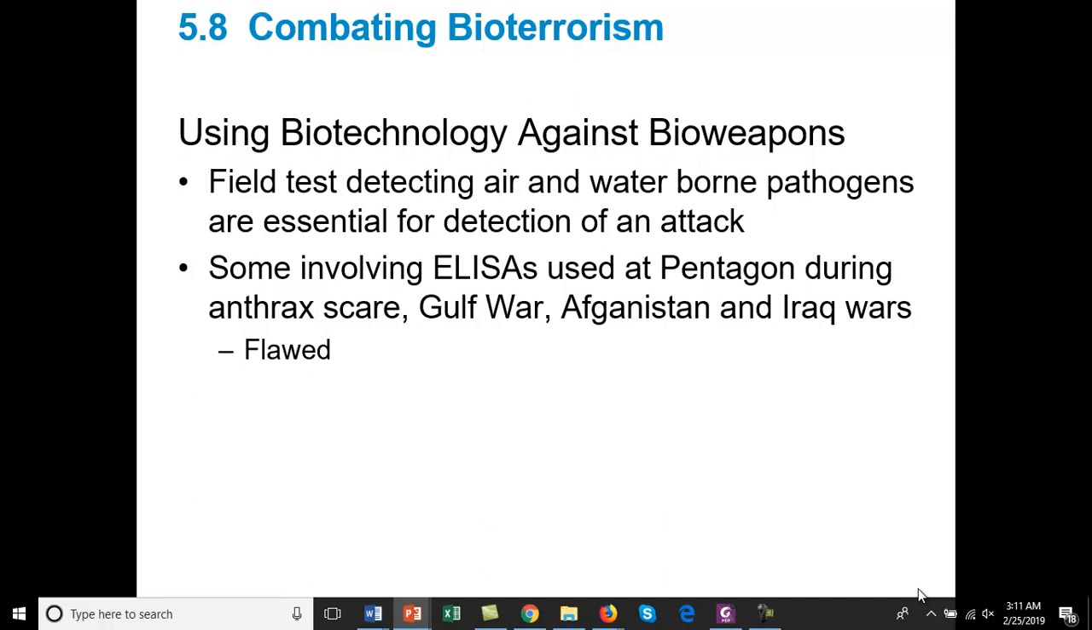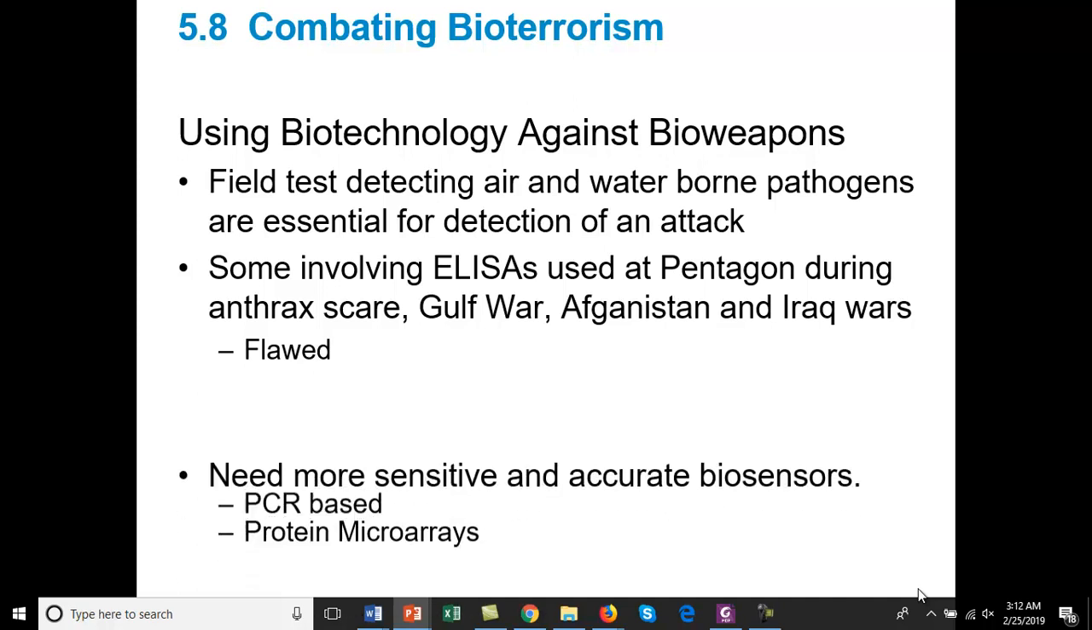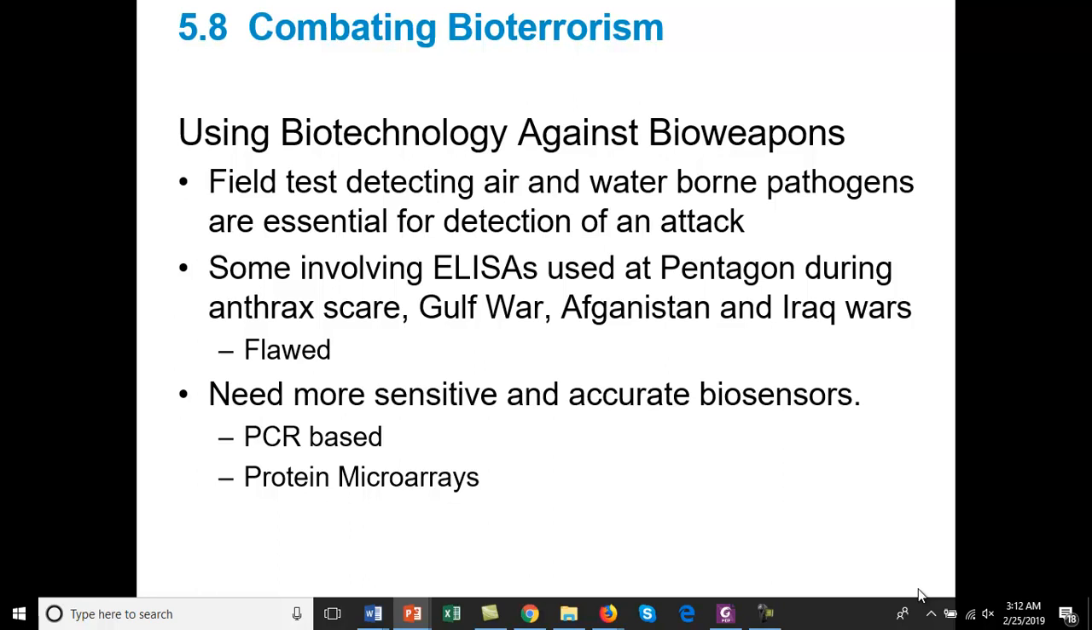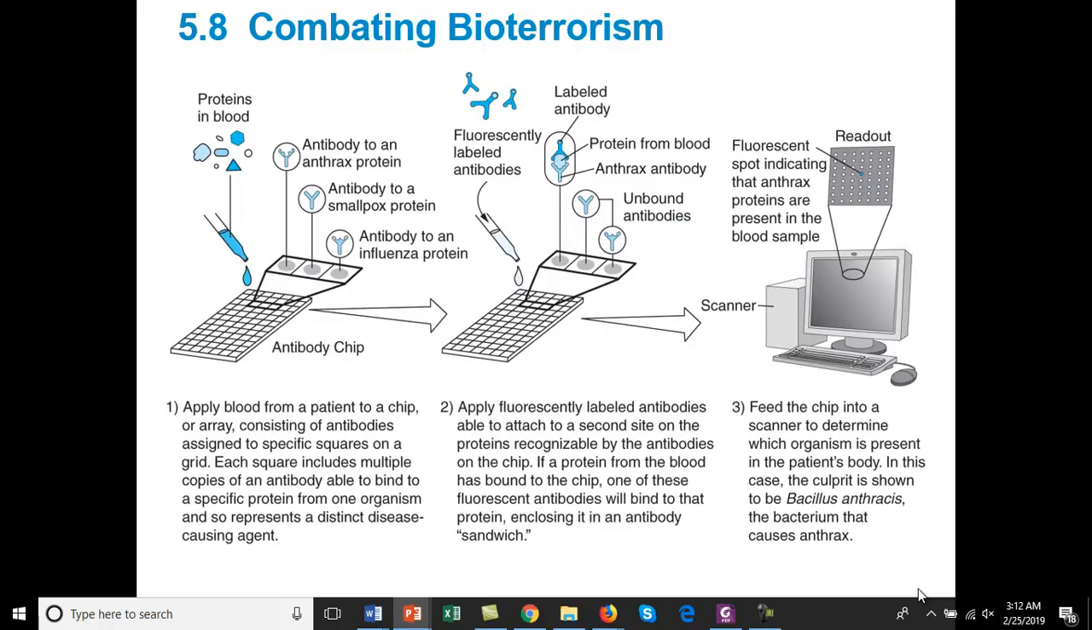Some involve ELISA, and ELISA is enzyme-linked immunosorbent assay. It's a type of identification of specific agents, and this has been used historically. And then with the advent of genetically modified bioterror agents, we need more sensitive and accurate biosensors. So this would be like PCR or even protein microarrays.